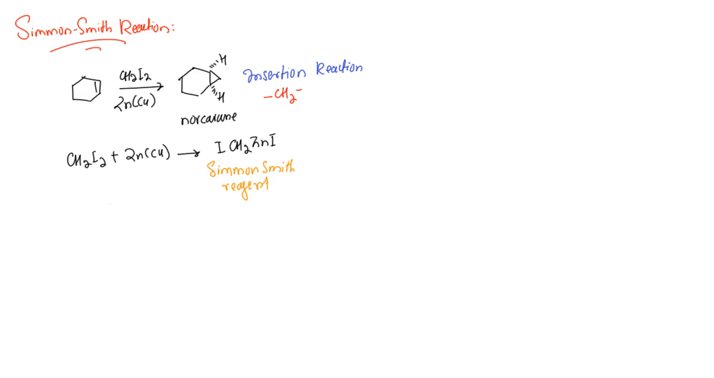And it is carbenoid in character. We call it a carbenoid because it has the potential to generate a carbene. All those compounds which have the potential to generate a carbene are known as carbenoids. So we will check out how a carbene is generated. Let's focus on the structure. This is a Simmons-Smith reagent or organozinc compound.